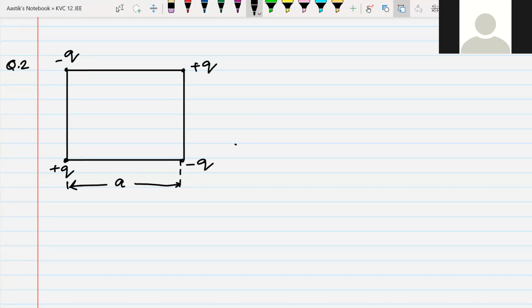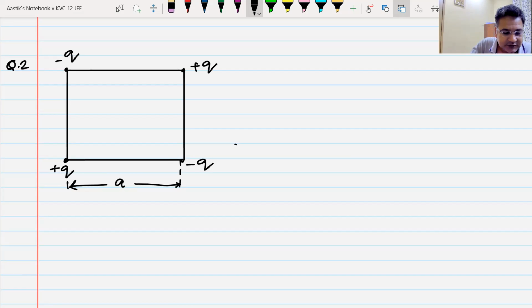Yes, beta: minus 4kq square by a. Is this the only answer, or are we having more controversies? Different answers? So I've got one answer, minus 4kq square by a. Do we have anyone who can contest this answer, or are we getting the same answers? Democratic answer. Democracy wins in India.